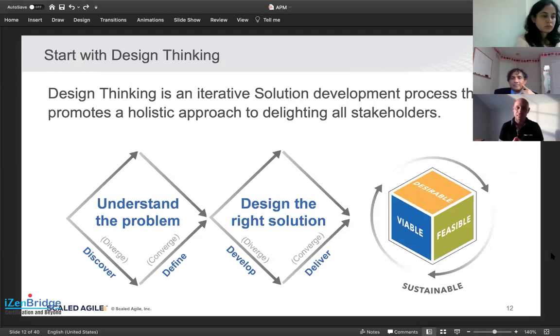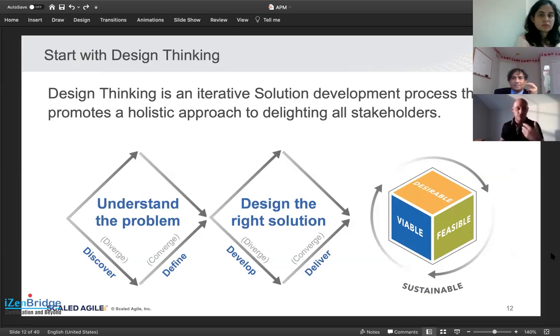We first want to seek to understand our problems broadly. We want to go divergent. What are all of the impacts, all of the influences, all of the contributing factors that lead to this problem that we hope to solve for our customer? And then we converge on the ones that are most impactful.